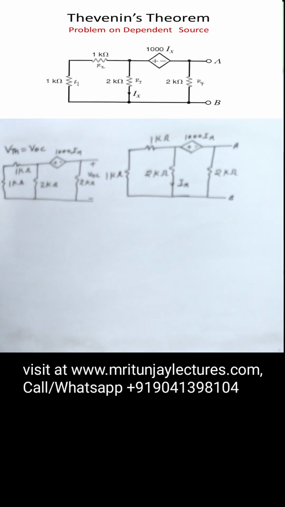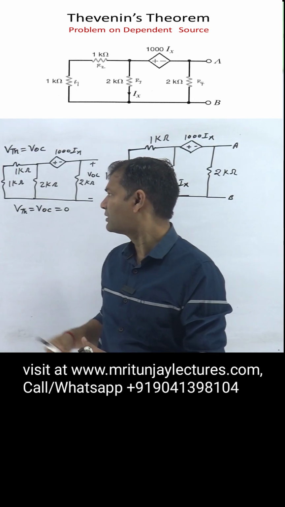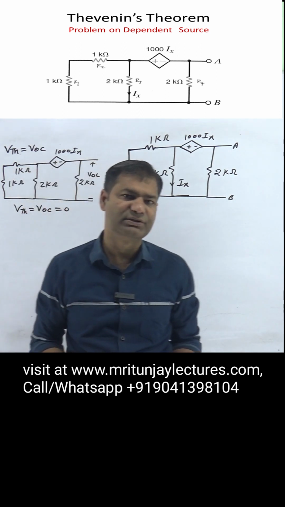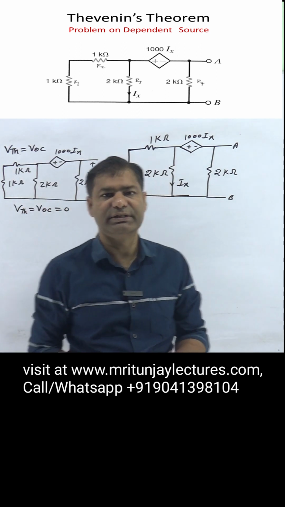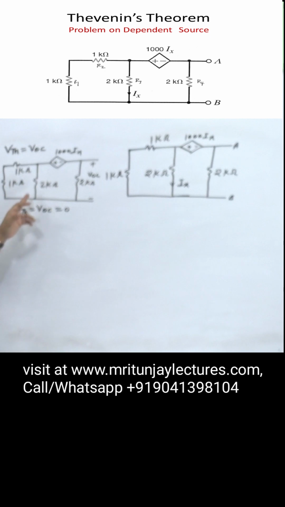No independent source is available, so you can say that VTH, or V of OC, is equal to 0. Clear or not? No independent current source or voltage source is available. Then voltage across these terminals is 0. What about current? Current is also 0.